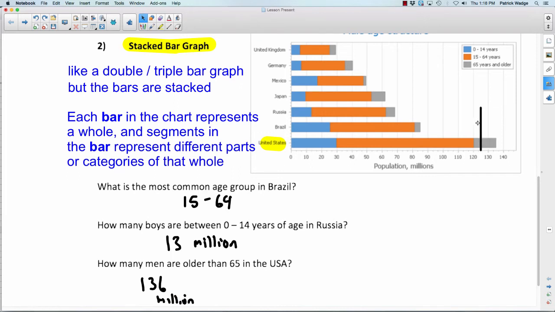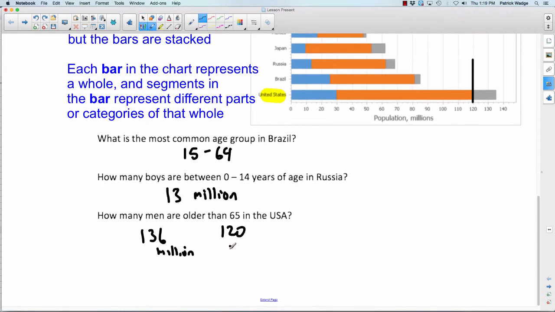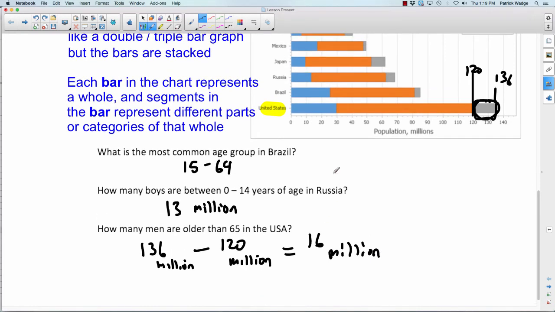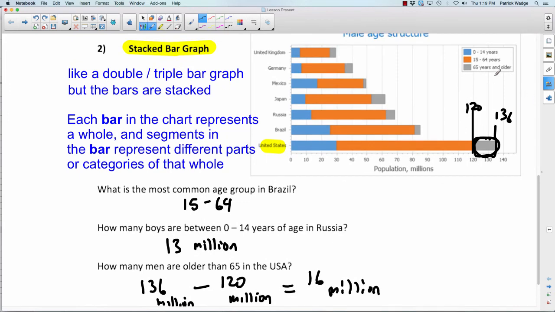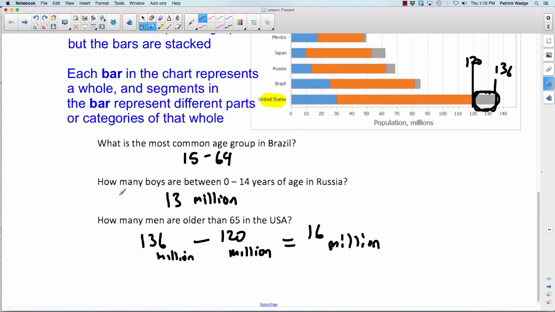Now, if we also get this amount right there, which is right around 120 million, what would we do with those two numbers to get how many people are actually in this gray area over here? If this is 136 million and this is 120 million, if we subtract those numbers, you'd be left with the amount right there. 136 minus 120 is 16, and it's still million. So there are approximately 16 million men older than 65 years old in the United States of America.